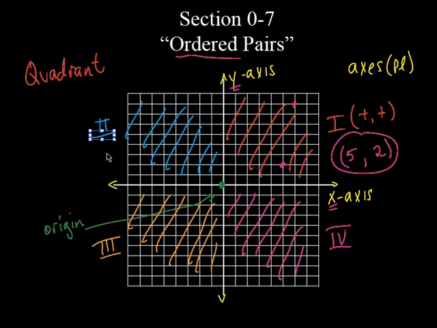Let's go over here. And again, just think of the signs. What about a point in the second quadrant? How do we get to the second quadrant? We start at the origin, we go to the left, and then we go up. To the left would be negative, up would be positive. So every single point in that second quadrant will be a negative, positive, in that order.